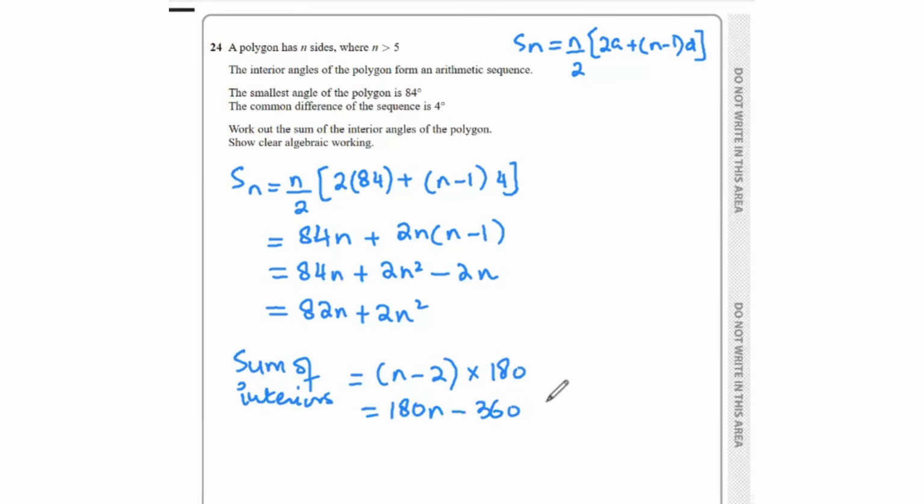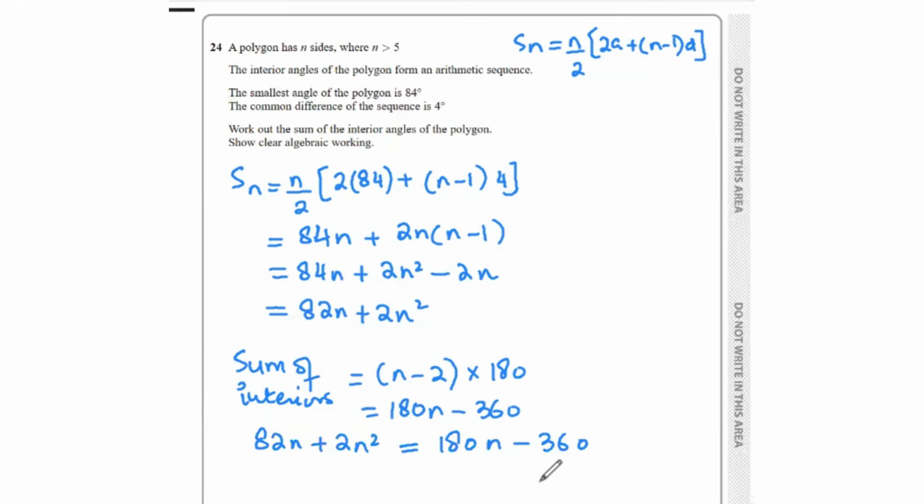So if we come to think about it, both things are representing the same thing. One is just created using the formula for the sum of an arithmetic sequence, and the other one is created using the sum of interior angles for a polygon. So 82n plus 2n squared can be put equal to 180n minus 360. Once again, the interior angles of a polygon have a formula of n minus 2 times 180, so we created an equation using that. Then we created another equation for the sum of terms of an arithmetic sequence using the first term and the common difference. So both are representing the same things but are created differently.